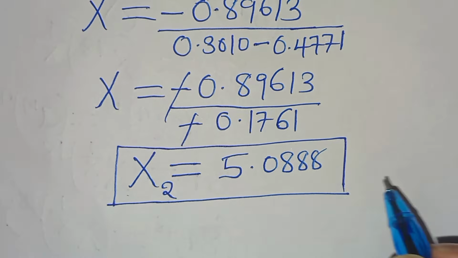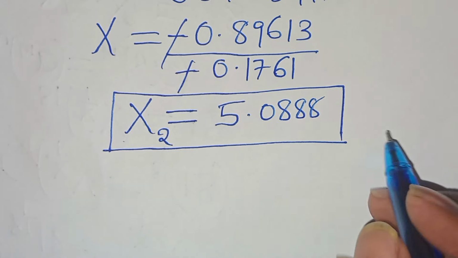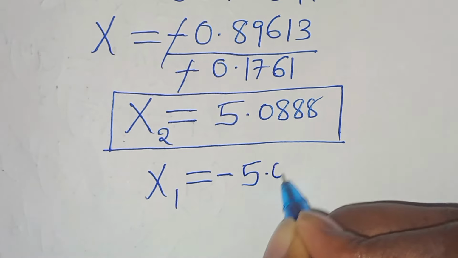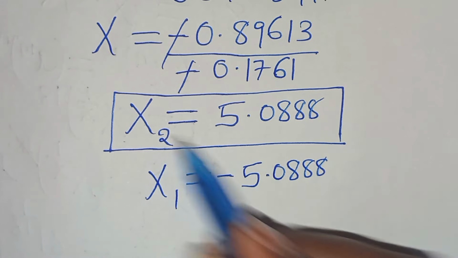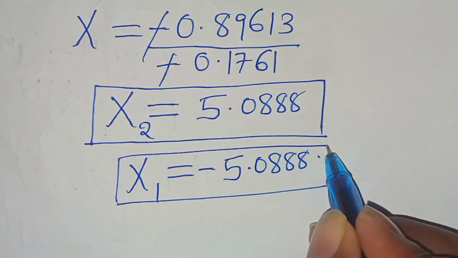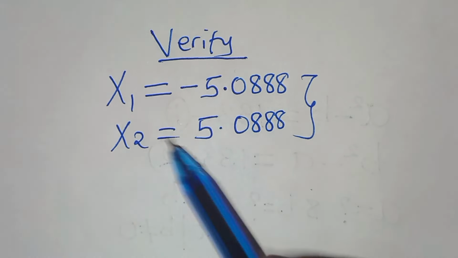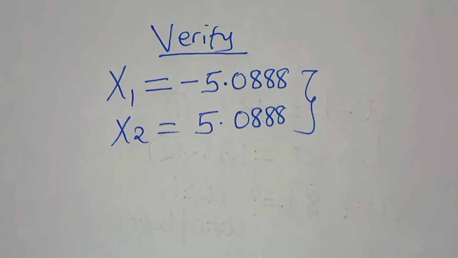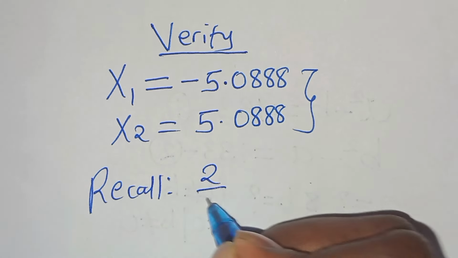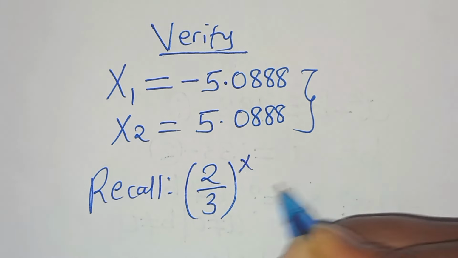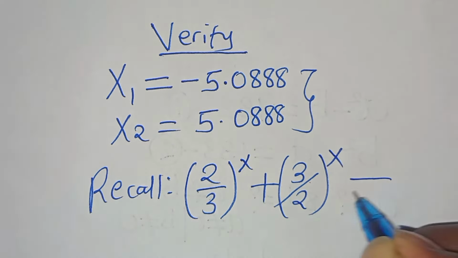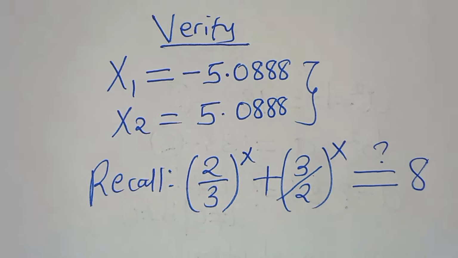So now, since we have x1 and x2, we can verify that x1, which is minus 5.0888, and x2, which is 5.0888, satisfy the equation. So let's verify from here. If you recall, we have that 2 over 3 to the power of x plus 3 over 2 raised to the power of x should give us a value of 8.